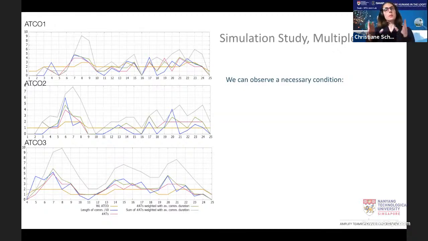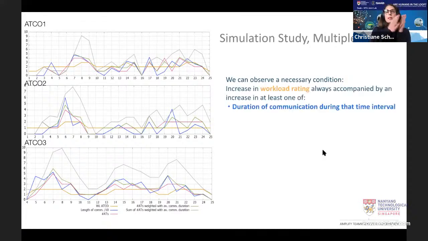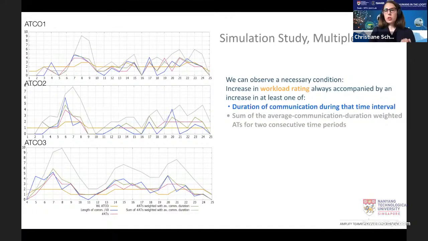Okay, we're not there yet, but we could observe a necessary condition. And that is every increase in workload rating was always accompanied by an increase in at least one of the duration of communication during that time interval, or the sum of the average communication duration weighted by Atco tasks for 2 consecutive time periods. We look at 2 consecutive time periods because controllers already anticipate tasks, and so that proved important to take into account.